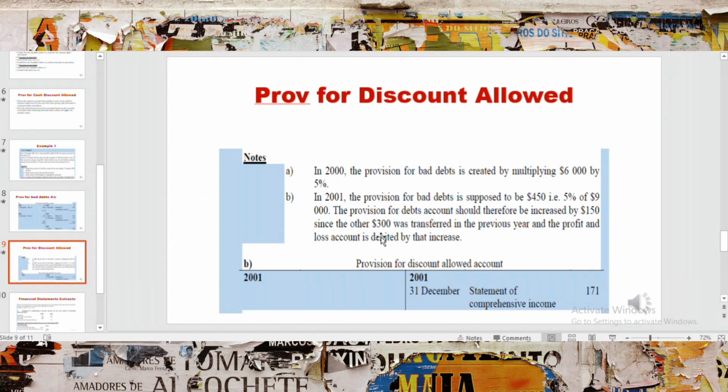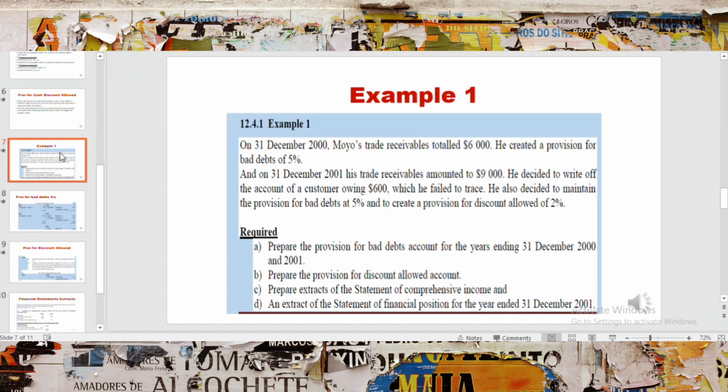So now here comes the scenario. How do we calculate the provision for discount allowed figure? So we go back to our example. We've been told that he also decided to maintain the provision for bad debts at 5% and to create a provision for discount allowed at 2%. So you calculate as this. Please note that the provision for discount allowed is a percentage of the net trade receivables, and in our example we have been told according to the definition in the notes which I have explained.